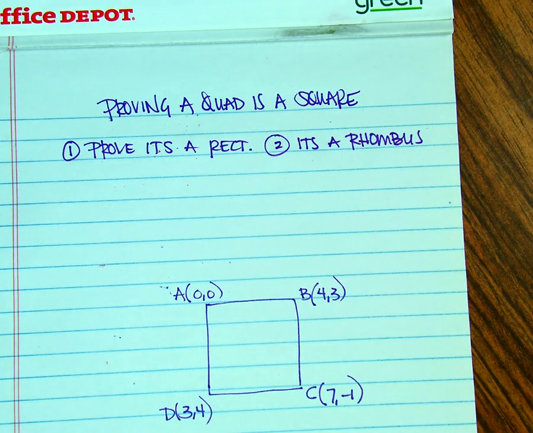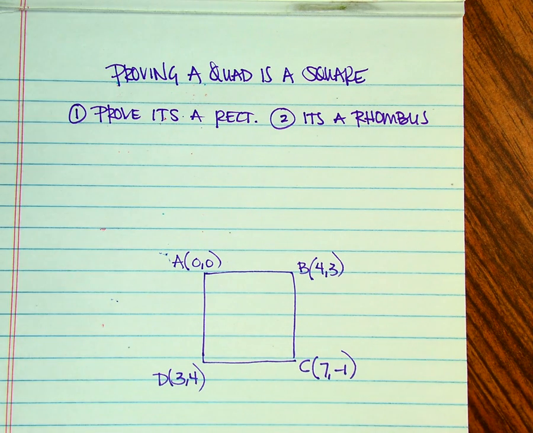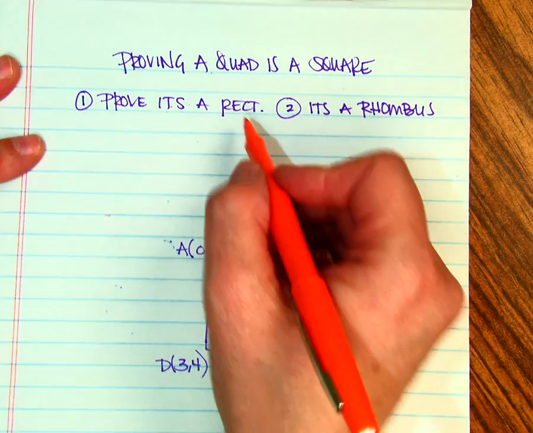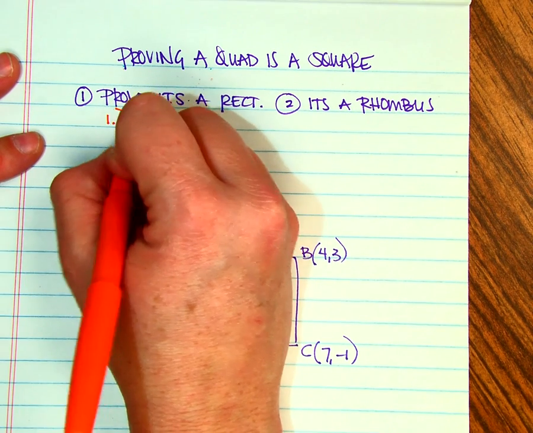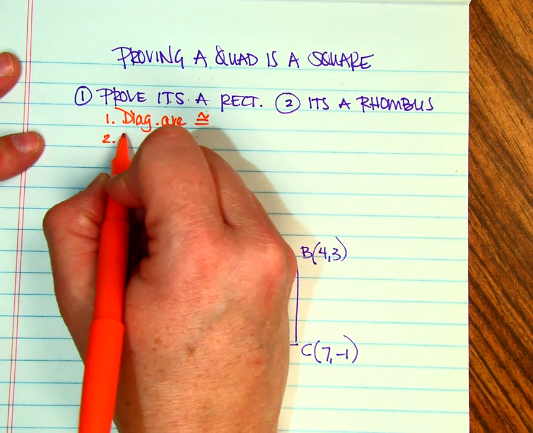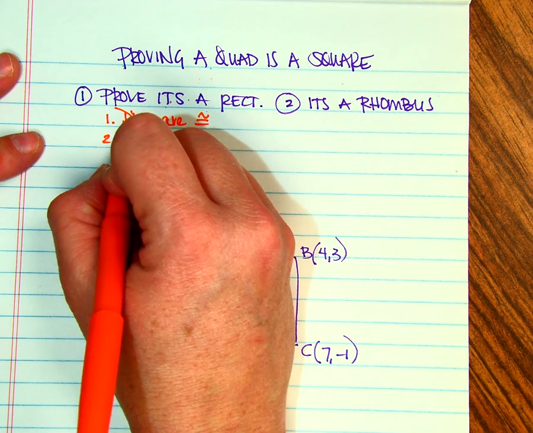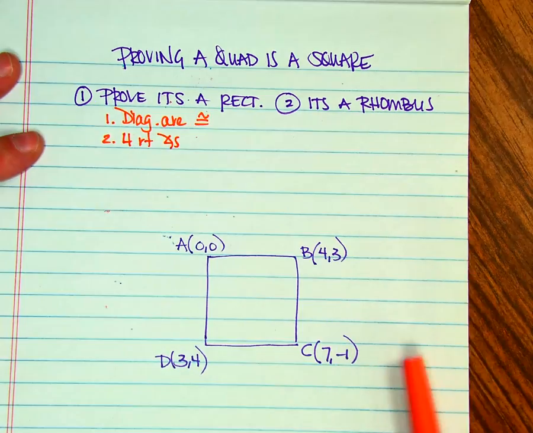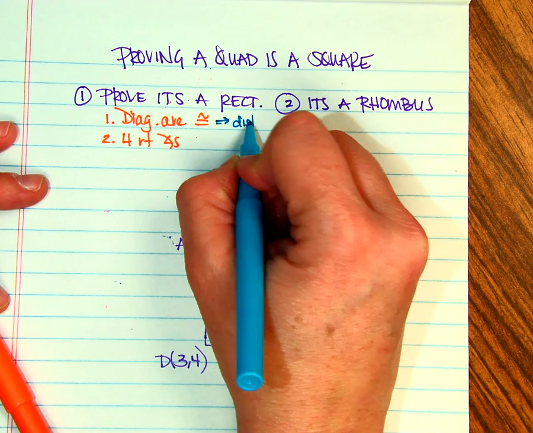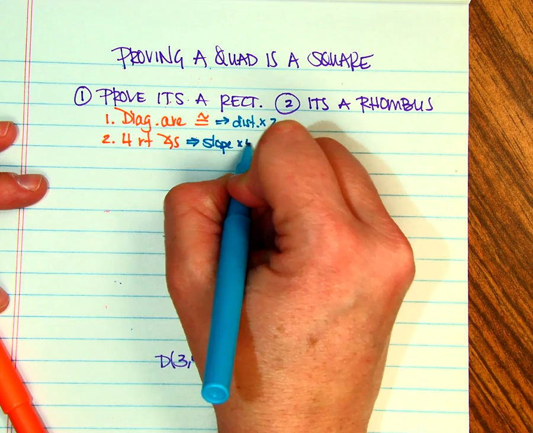So what makes a rectangle a rectangle? And again, I like to prove and use my diagonals just because there's only two of them. So with a rectangle, using the diagonals, I can prove that the diagonals are congruent. Or I could prove that we have four right angles. So again, I can use the distance formula twice, or I can use the slope formula four times.